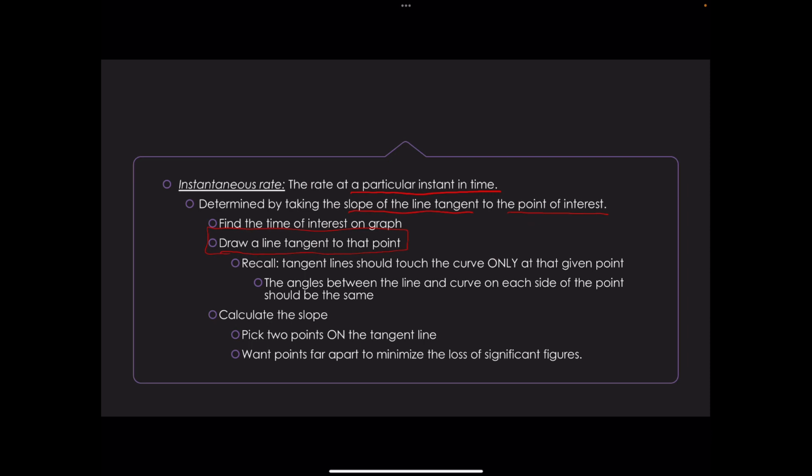When we calculate that slope, we're picking 2 points on the tangent line. So again, not on the curve, on the tangent line itself. And when we do so, this might be a little bit different from your math class. Normally, you might be able to pick any points. But because we're worrying about measured data and significant figures, we want to pick points as far apart as possible in order to minimize the loss of significant figures.